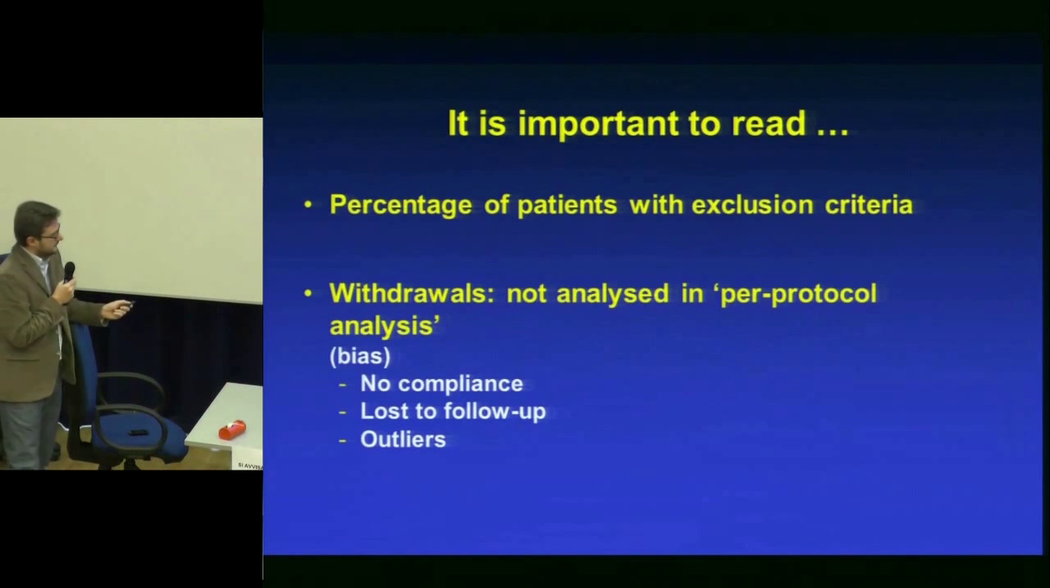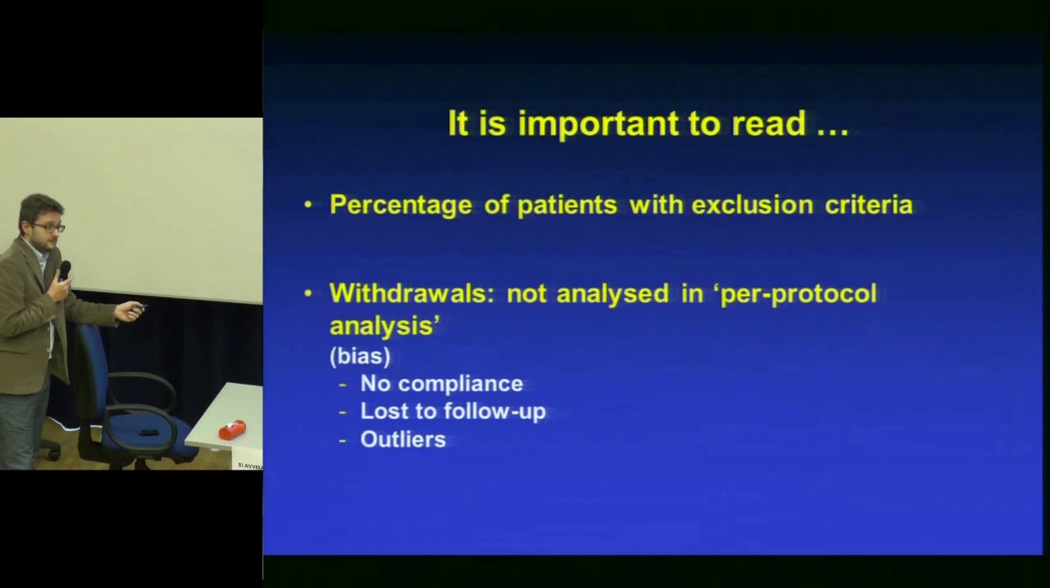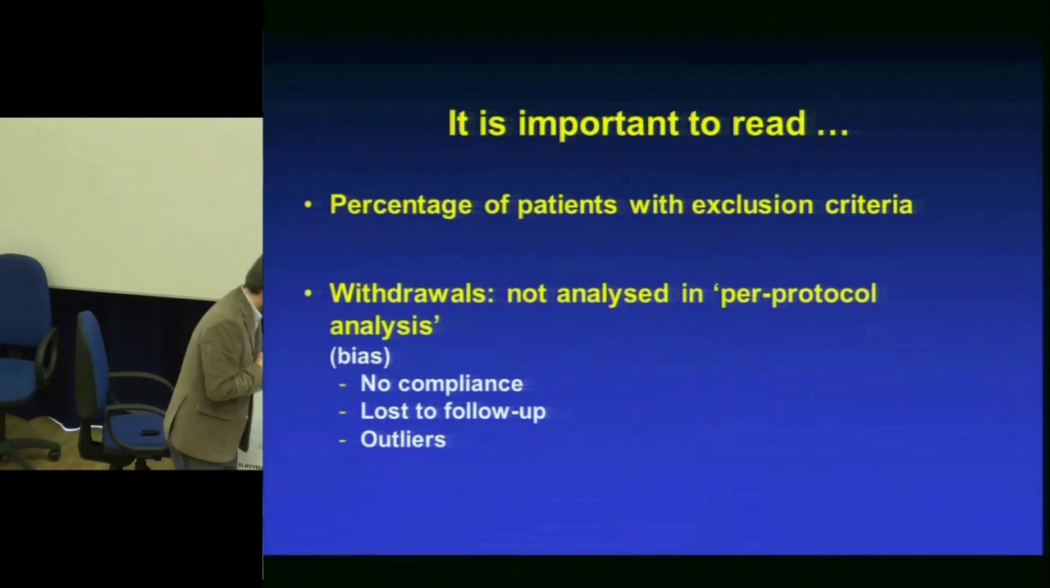And then it's important, directly related, that we read in the paper the withdrawals. So not analyzing the per protocol analysis. We require, and also the editor of the journal requires, that the authors of the paper write how many patients were not compliant with the therapy. Because if a therapy was not taken by a large number of patients, I cannot use it in clinical practice. How many were lost to follow-up? If there were outliers, were they excluded, and how many outliers? You cannot analyze the outliers in the per protocol analysis, but you have to declare them, so I know if outliers have been excluded or were included in the analysis.